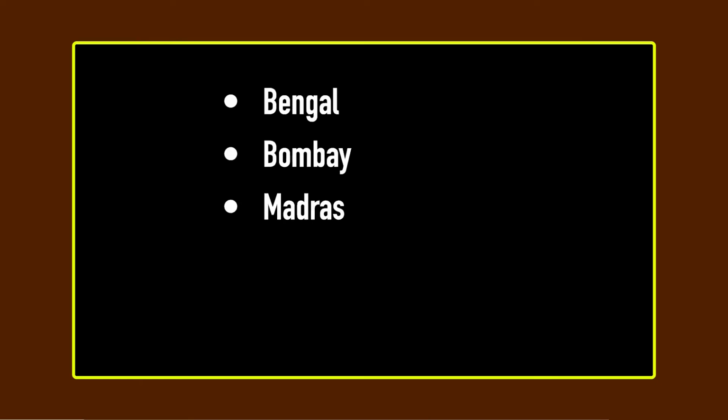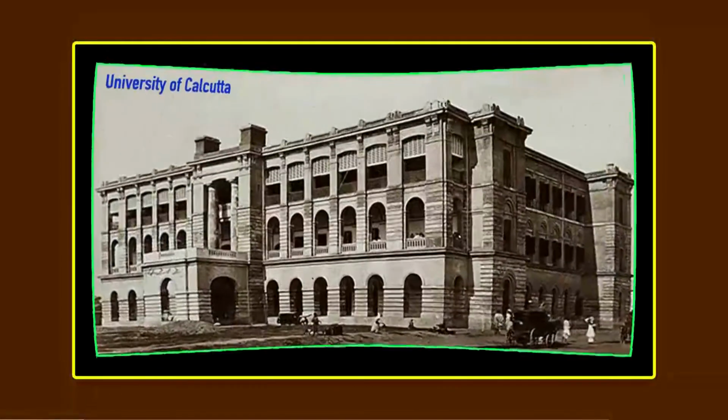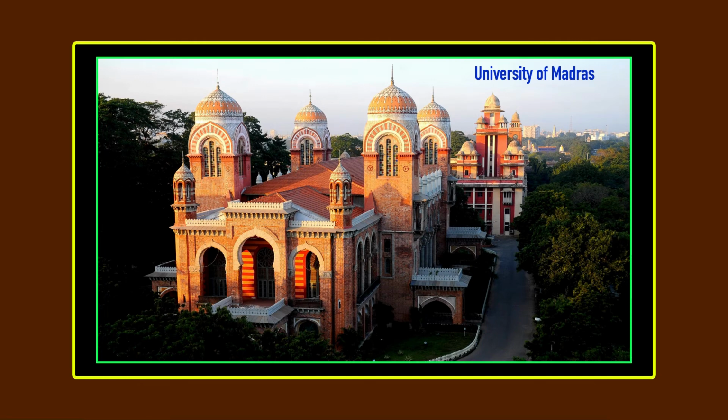Then, reorganization of education. On the receipt of Wood's Despatch, the company began to organize education on the lines suggested by it. By 1855, the departments of public instruction were set up in the provinces of Bengal, Bombay, Madras, Northwest Provinces, and Punjab. In 1857, the universities of Calcutta, Bombay, and Madras were founded.